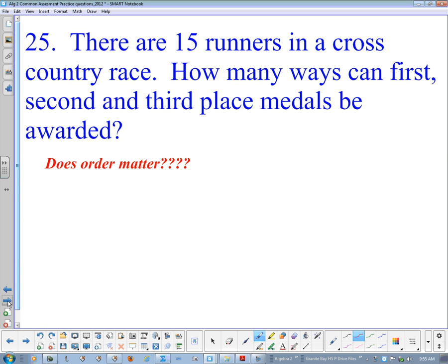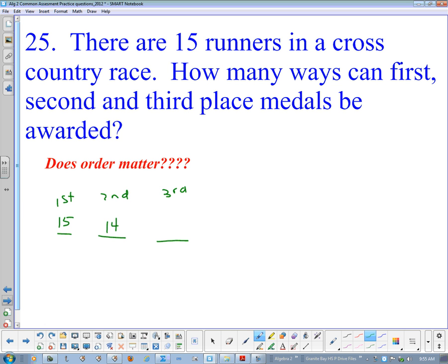There are 15 runners in a cross-country race. How many ways can the first, second, and third place medals be awarded? Well, you have to be careful. Order matters when you're racing. There are all kinds of different ways. Well, the first place: how many different runners could actually finish first? 15. For second, how many runners?